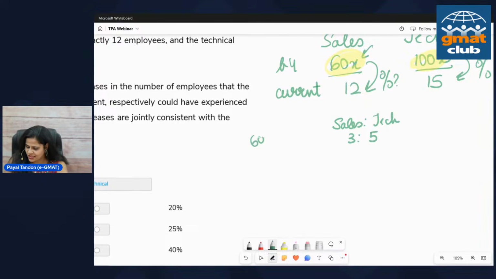How? Because it's 60x over 100x. If you simplify that, you get 3/5, right? Okay. So here, what does that mean? This means that the number of salespeople before is a multiple of 3, and the number of tech people is a multiple of 5. That is what you get to know. Okay, multiple of 5. Now, what does that mean?